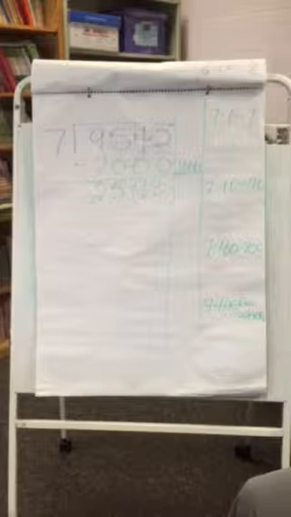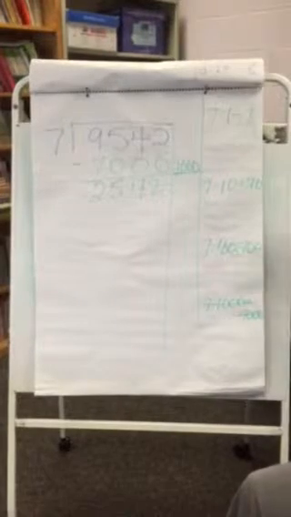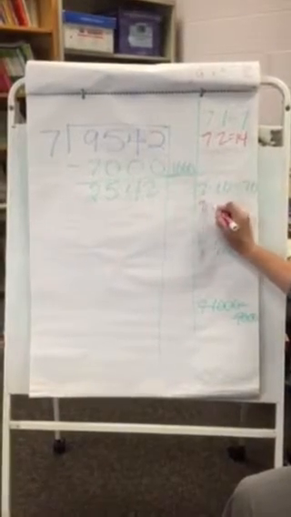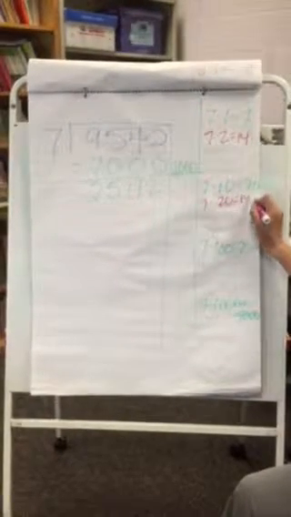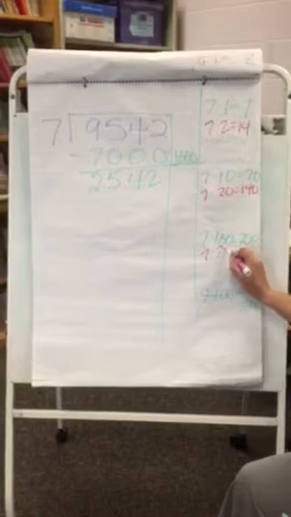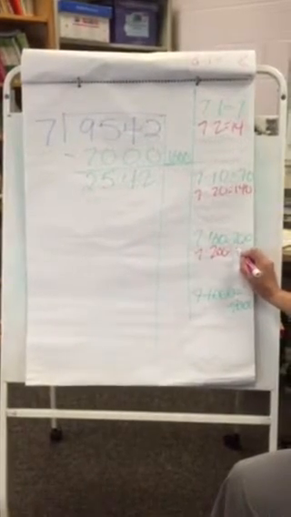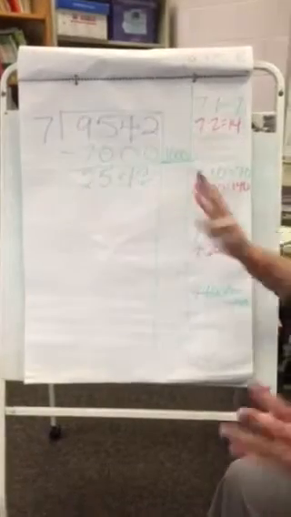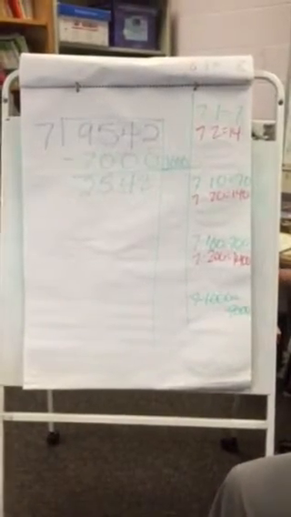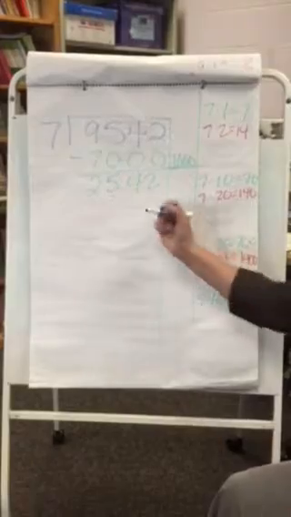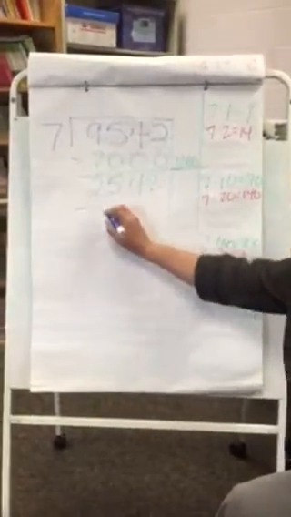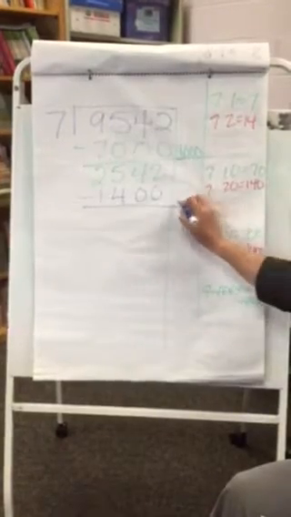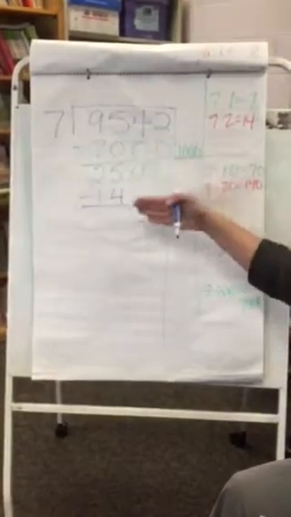Another fact that I might know really well would be 7 times 2. I know that's 14. So 7 times 20 is going to be 140. So 7 times 200 is going to be 1,400. Oh, that's pretty close. I'm just going to subtract that. Not going to be worried too much about this. So I'm going to subtract 1,400, and I know I'm subtracting 200 groups of 7.